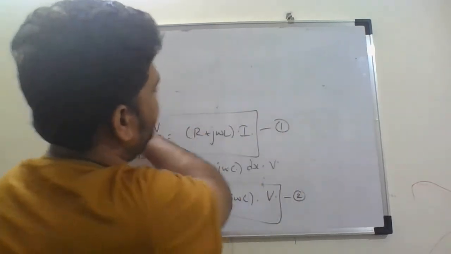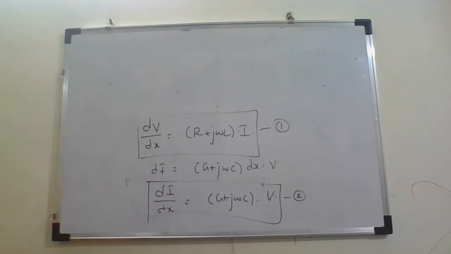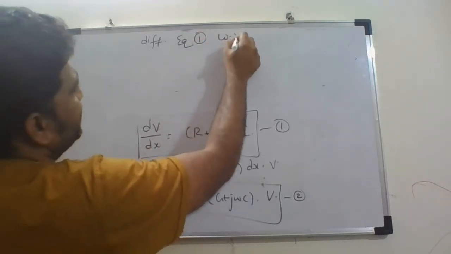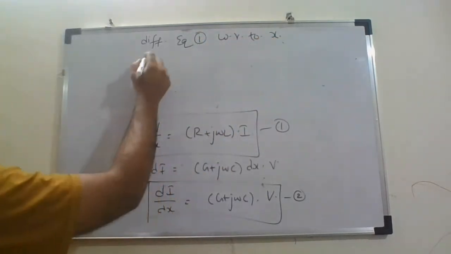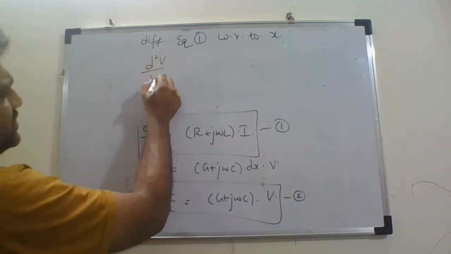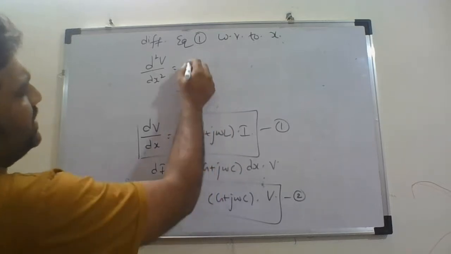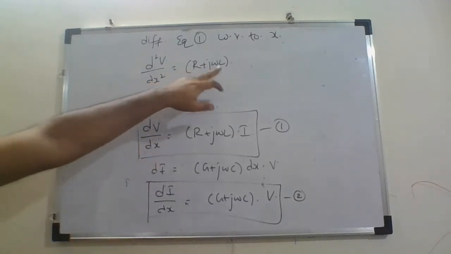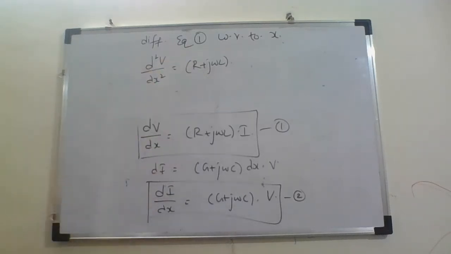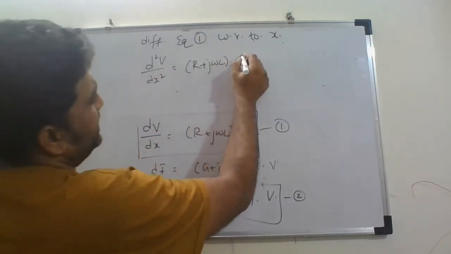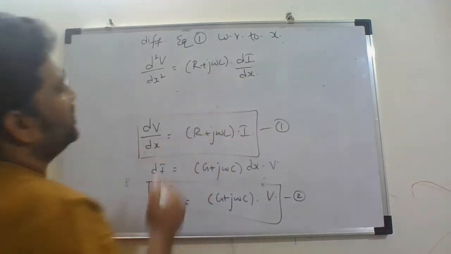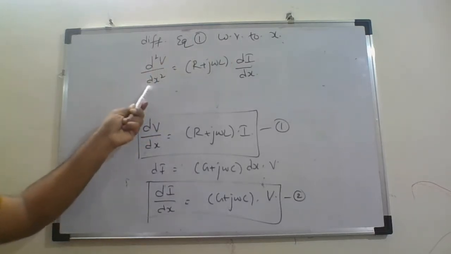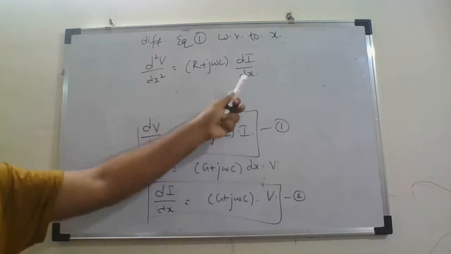Let us continue from this. Let us take equation 1 and differentiate it with respect to x again. So d square V by dx square is equal to R plus j omega L, which is a constant with respect to x because these are primary constants, into dI by dx.